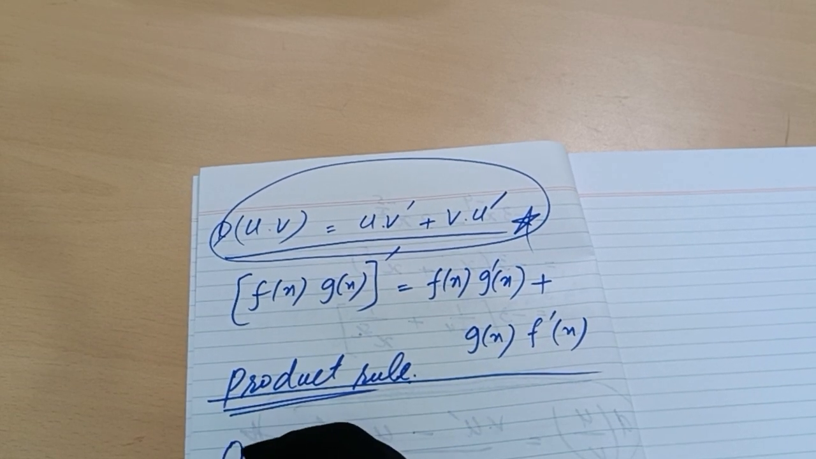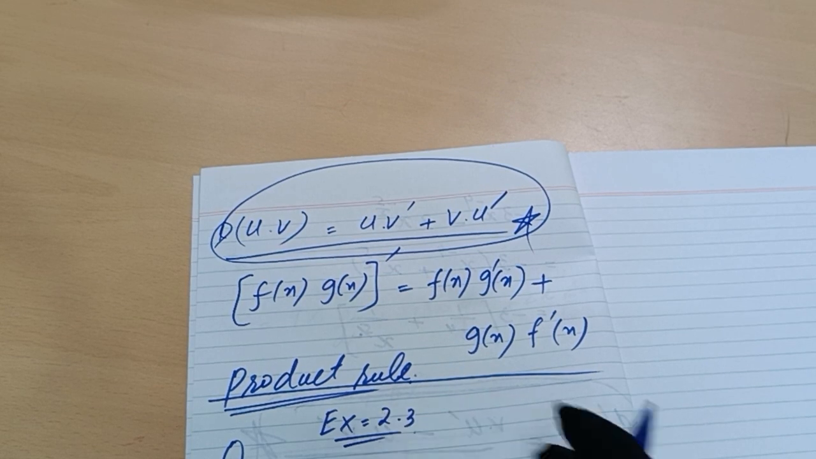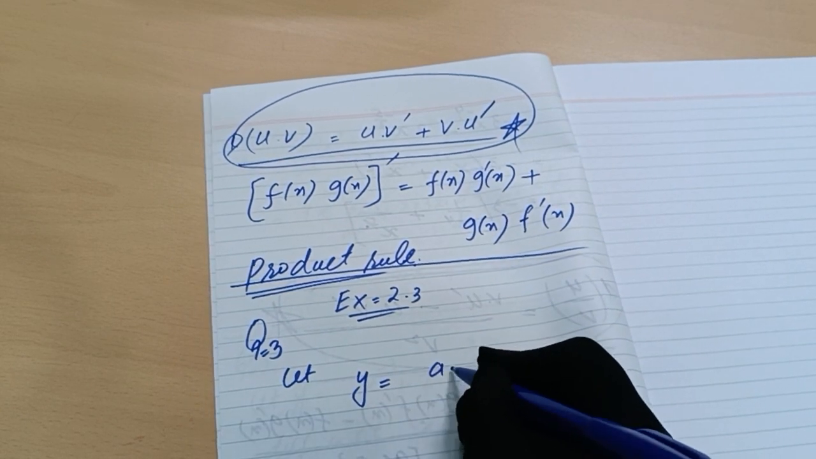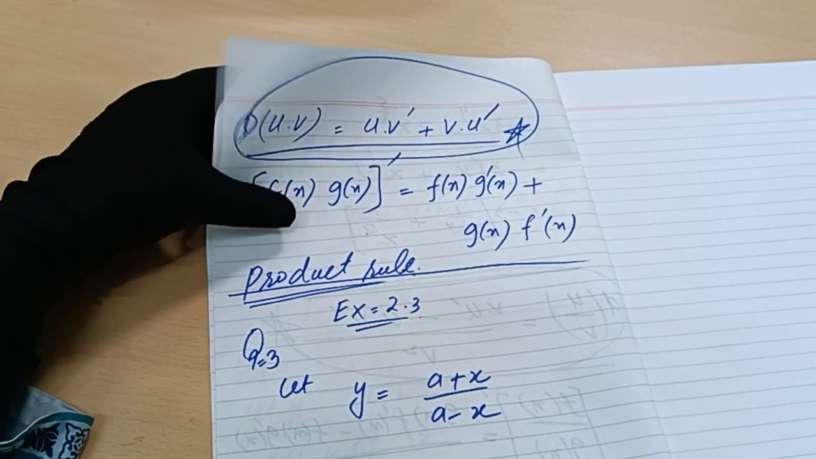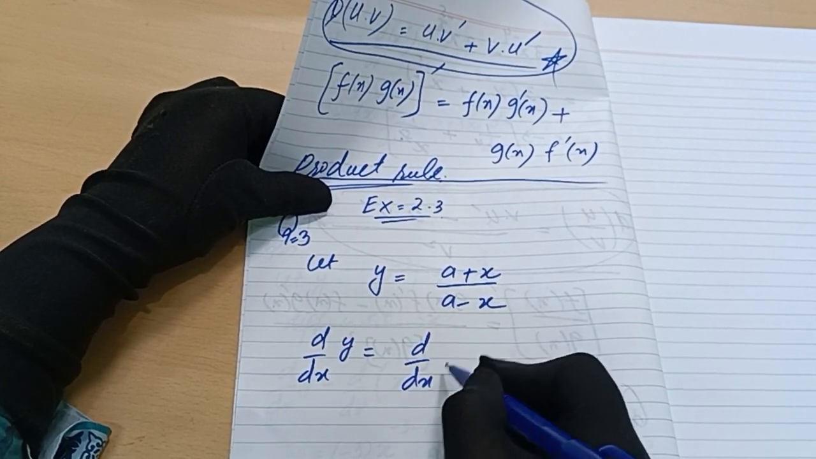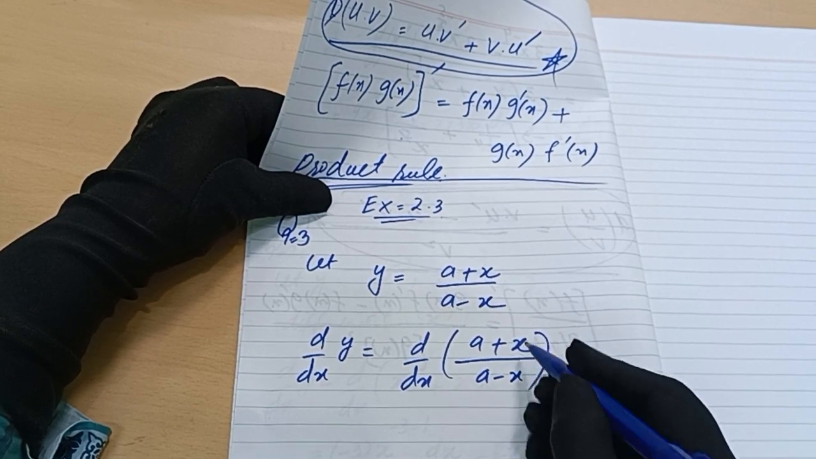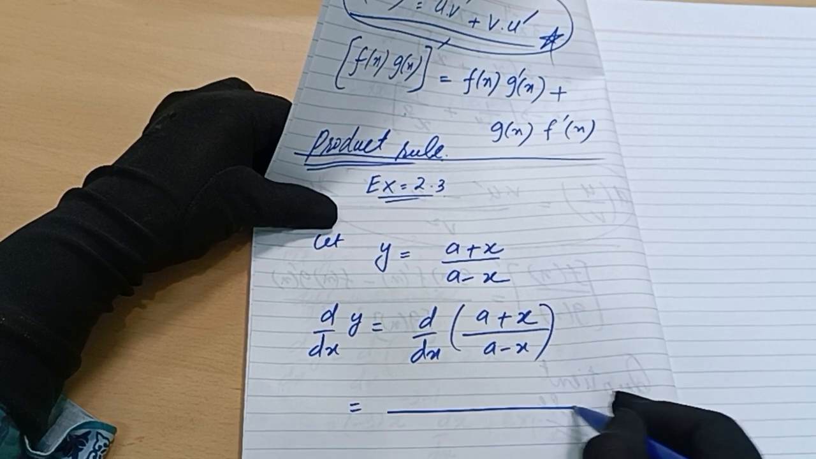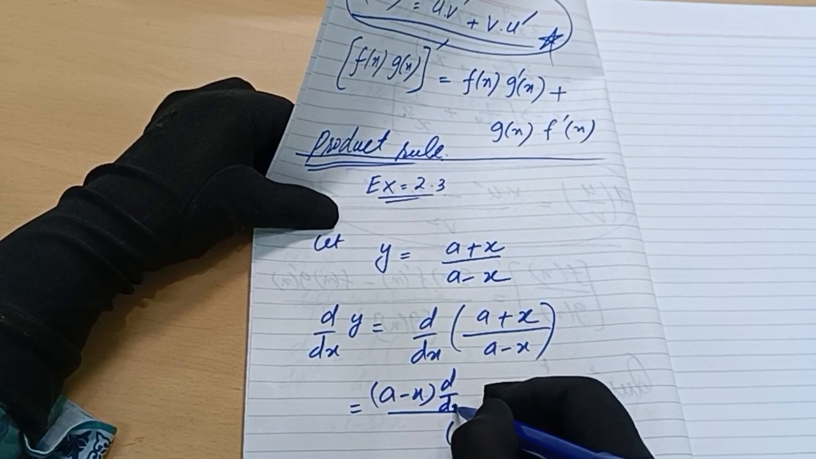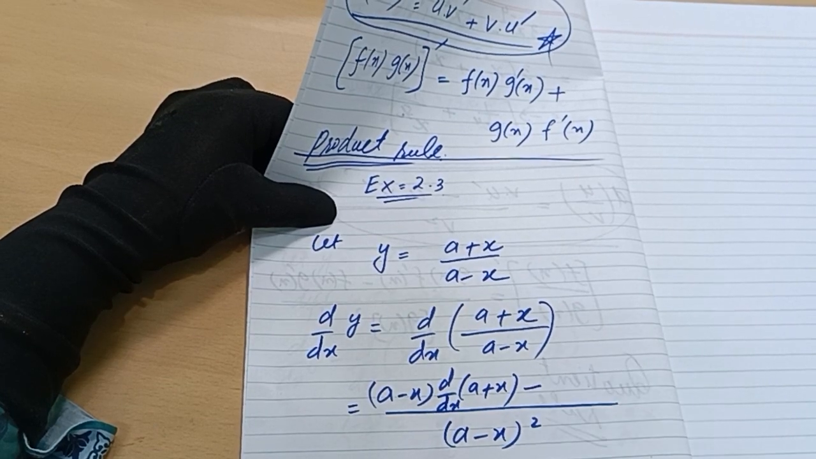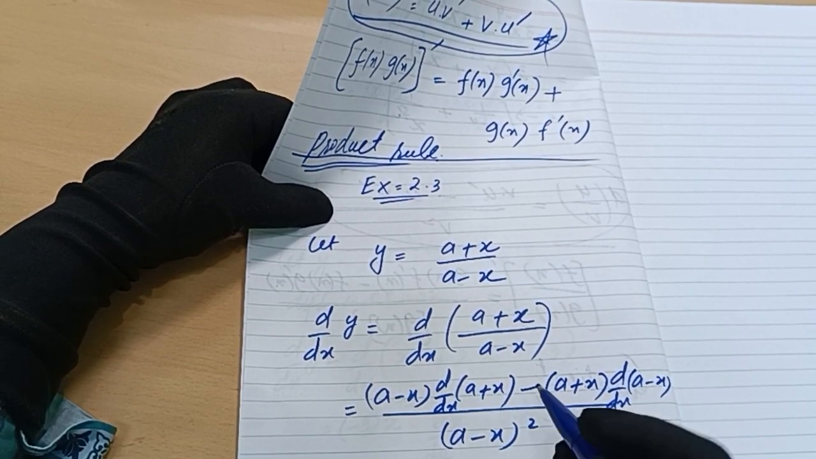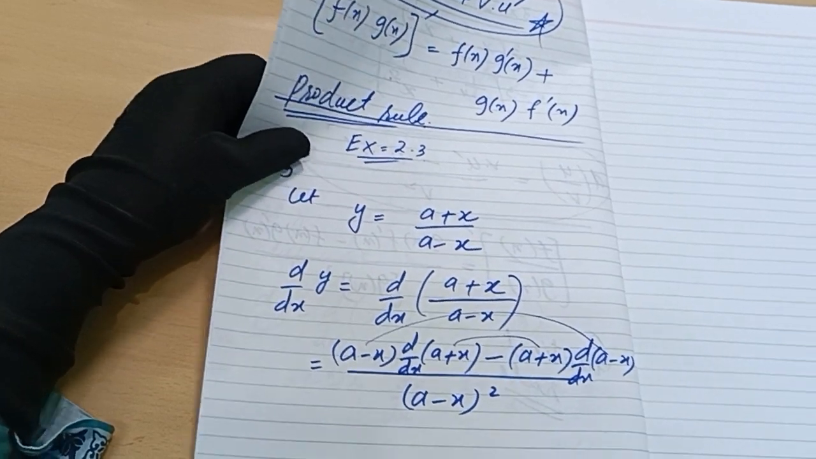So now I will solve question number 3 of exercise 2.3. It's given in the quotient form. Let again, whether you can write f of x or y, y is equal to a plus x over a minus x. So here we will apply the derivative on both sides. On y, derivative on a plus x and a minus x, u over v. Okay, so when I apply denominator square, denominator as it is, derivative of numerator minus numerator as it is, derivative of denominator. You can cross check like these two terms should be same, by this way also.